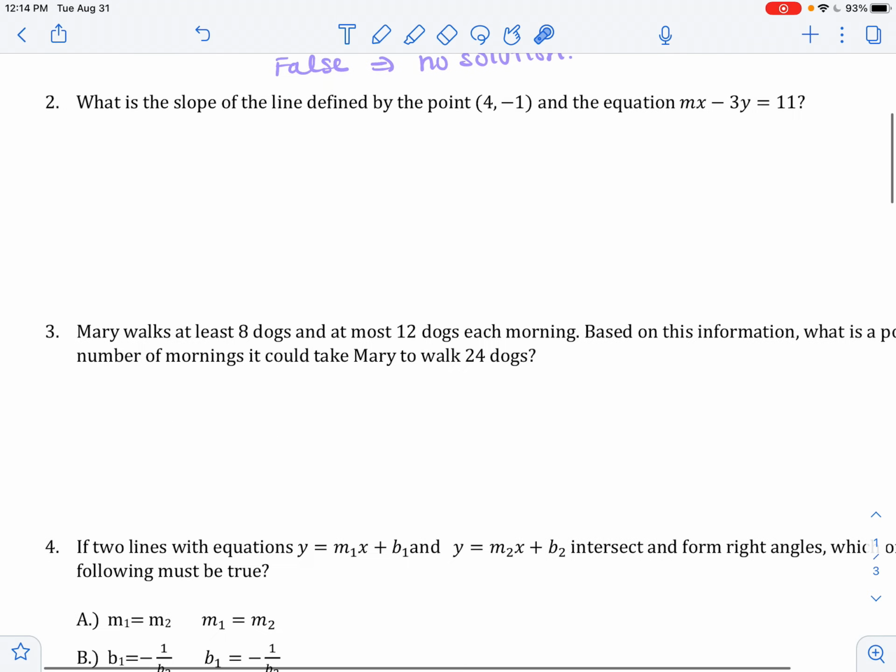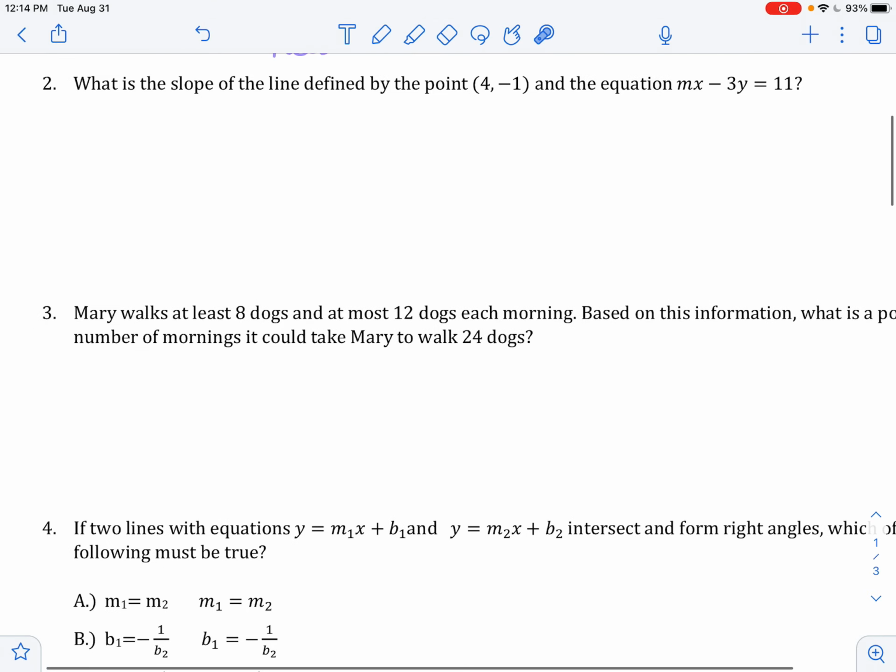Number 2 is a little bit tricky. We're almost set up to answer it incorrectly just by how it is worded. So we're asked to find the slope of the line defined by this point and this equation. Now this equation reads mx minus 3y equals 11. And why I said that we're kind of set up to answer this question incorrectly almost from the beginning is because of the use of this variable m. When we think slope, we often associate that with the variable m. However, this value here in front of x is not the slope because this is not in slope-intercept form. This is an equation in standard form.